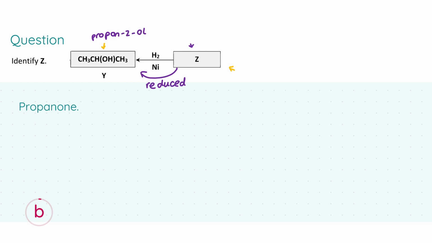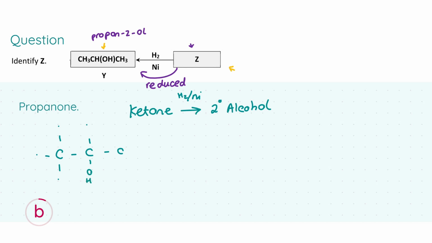So we should know that when a ketone is reduced with hydrogen in the presence of a nickel catalyst, you're going to get a secondary alcohol. But what ketone is it going to be? So we have here propan-2-ol. I'm just going to draw that out again. So we have C, C, C, and the dots are just H's here. This is OH.